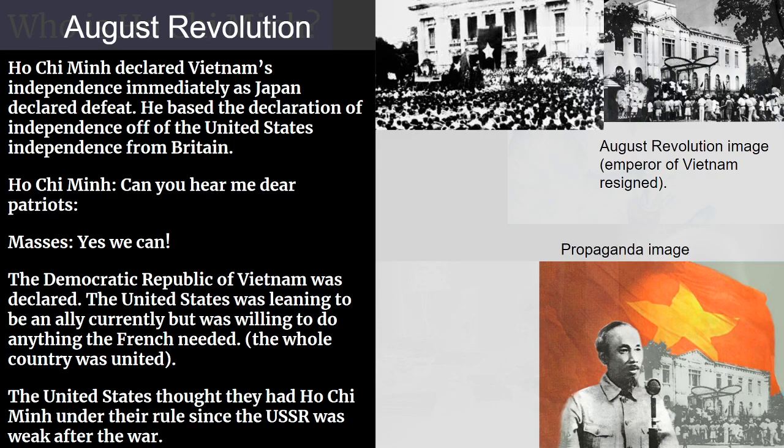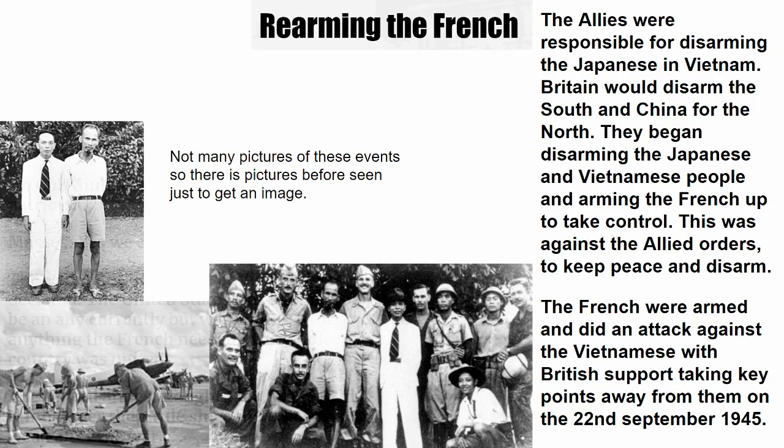The United States knew that the USSR wasn't in any power. China was in a civil war. They said, you know what, since we're the world power, they aren't much worry. We won't have to worry about them very often. So this was what the August Revolution was. The independence, freedom, everything that the Vietnamese wanted seemed to be coming to a reality. So that didn't last very long.